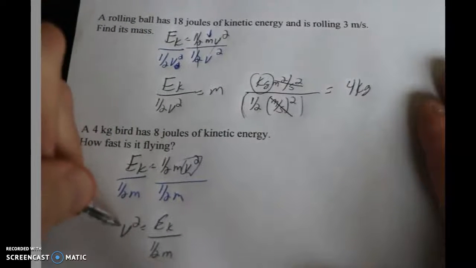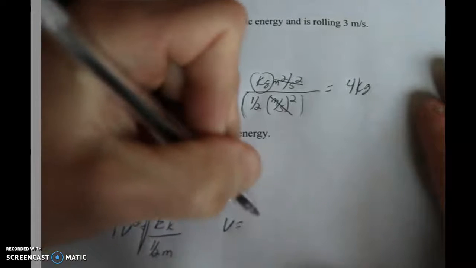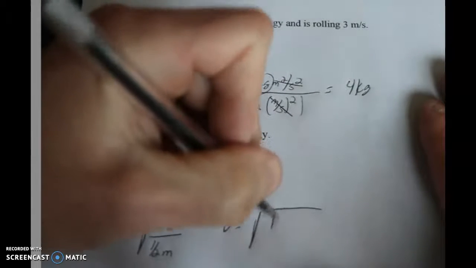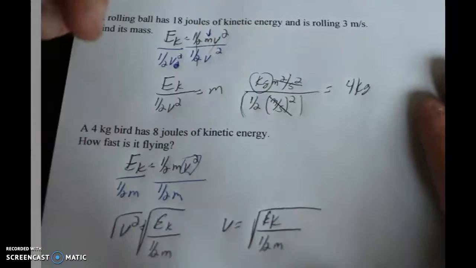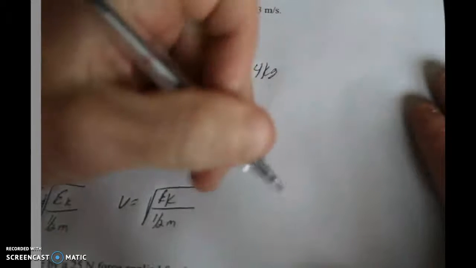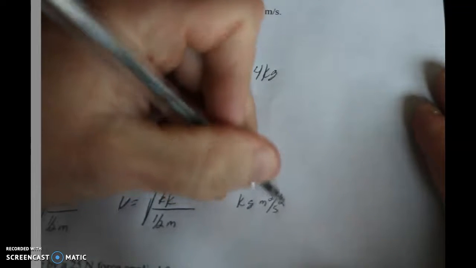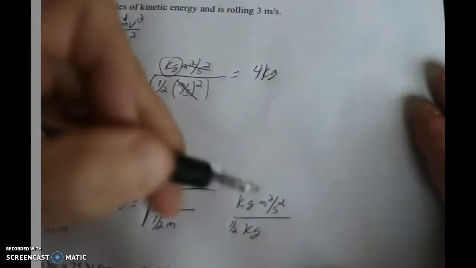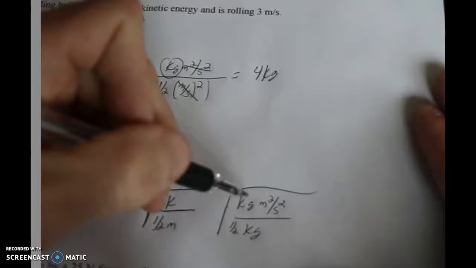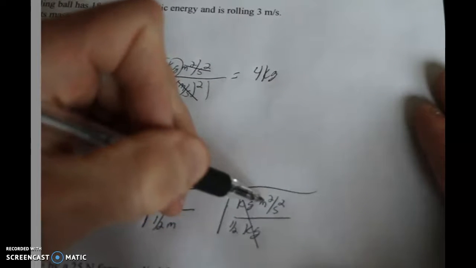But I have to get rid of this square. So I'm going to square root everything. So I get velocity equals the square root of kinetic energy over 1/2 m. And if you think about the units, it'll be kilograms meters squared per second squared divided by kilograms. I have that 1/2 in there. But since all this is in the square root, the kilograms will cancel out. When you take the square root of meters squared per second squared, you will end up with meters per second.